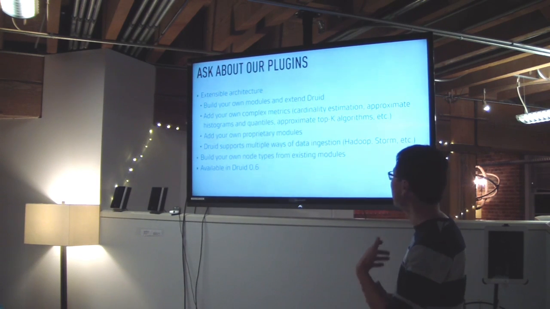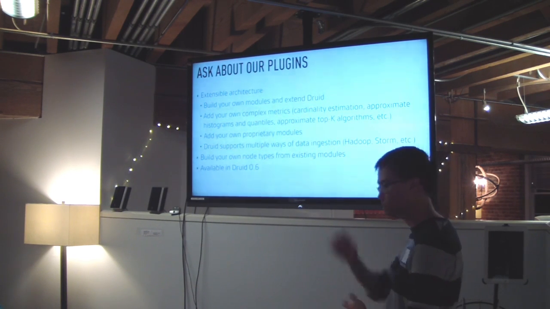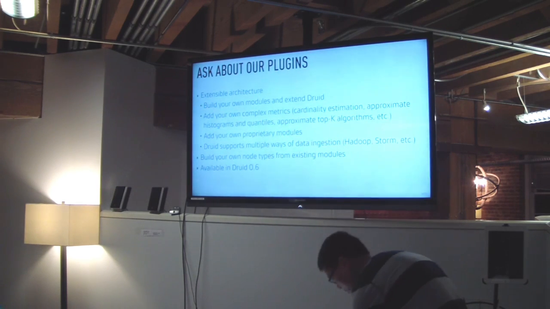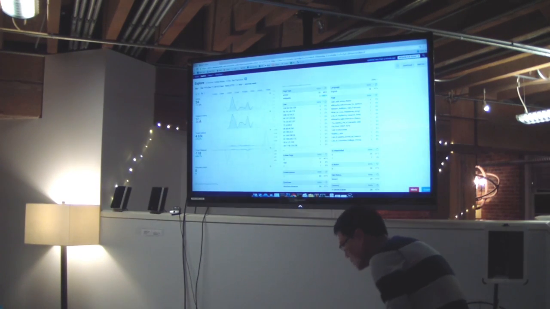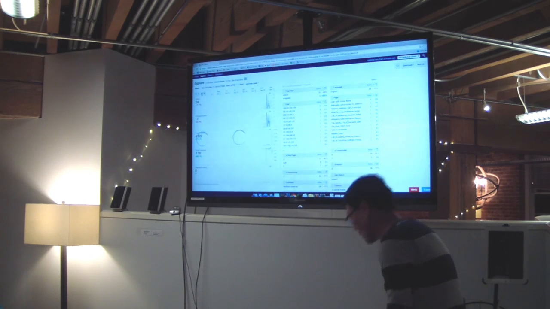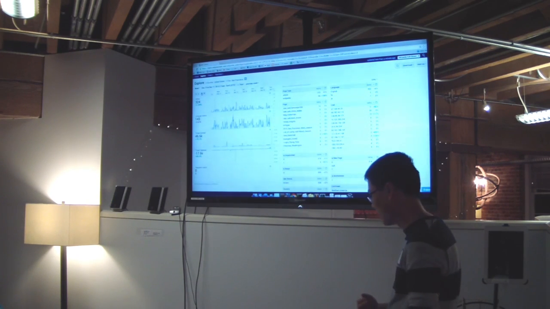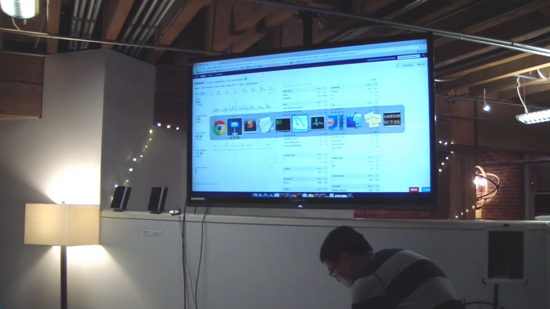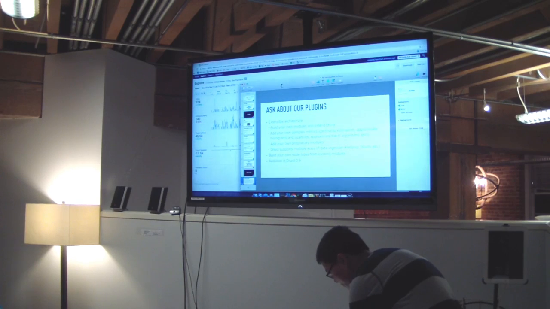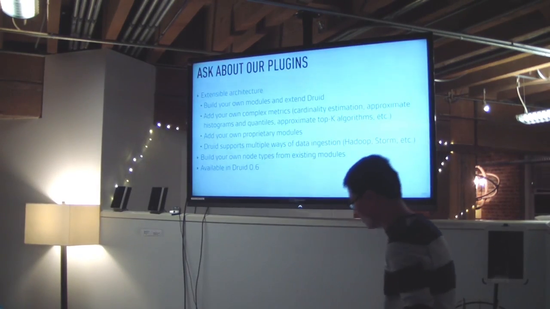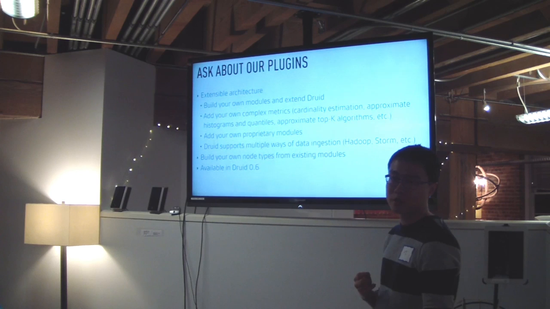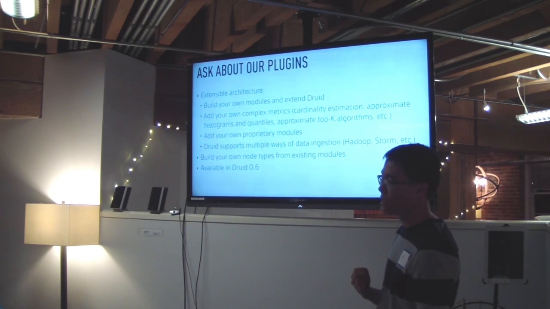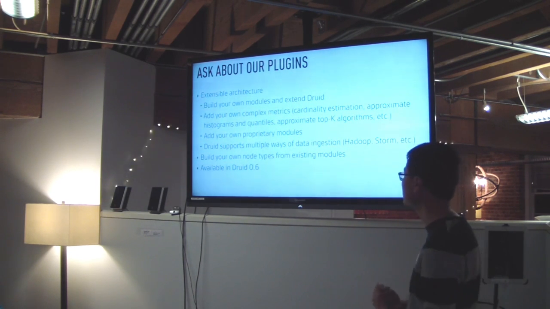So in that example dashboard I showed in the beginning, there was a visualization for the number of unique users. I can actually show you it again. So this number of unique users is actually running an algorithm called HyperLogLog, which is using approximate algorithms to determine cardinality. So Druid really allows you to write proprietary modules and your own proprietary algorithms. If you don't want to share them with open source, that's cool. You can run them in-house.